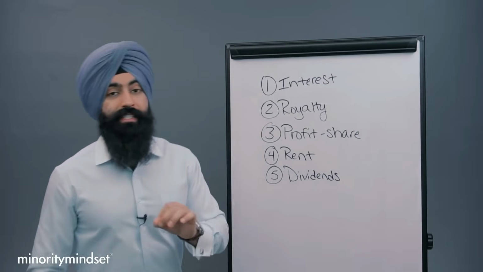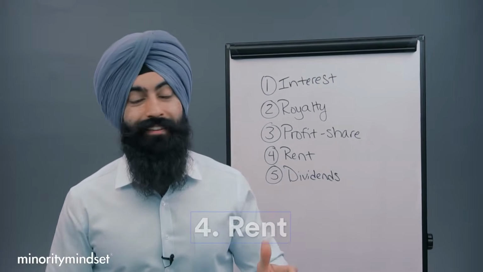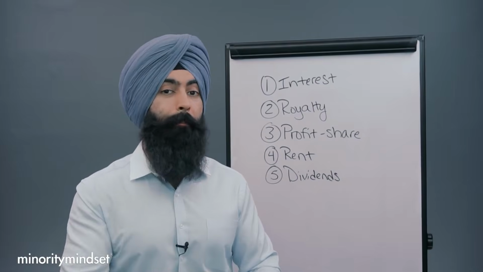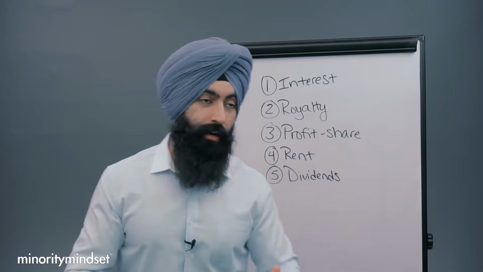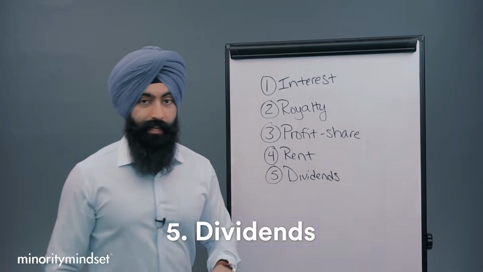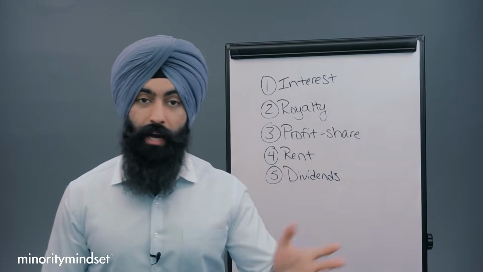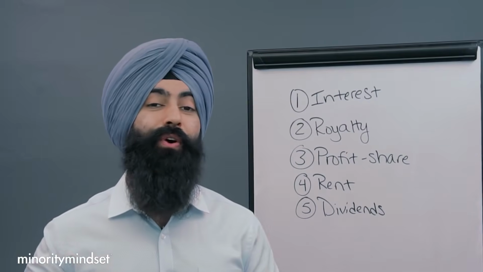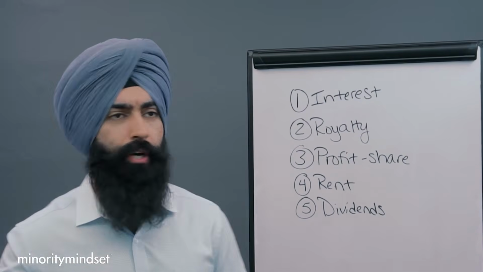Number 4 is rent. I love talking about real estate investing. This is where you buy a property and every single month a tenant that's living in your property is going to pay you rent for living there. And then number 5 is dividends. This is purely passive. Now you can invest in a company or a fund that is going to pay you cash flow through dividends, usually every quarter.